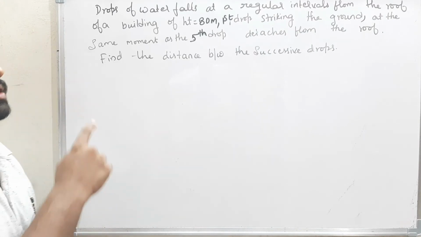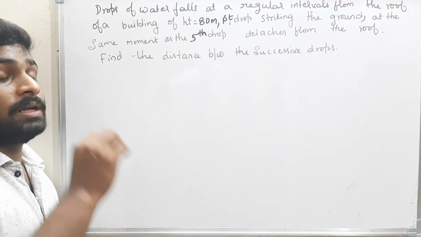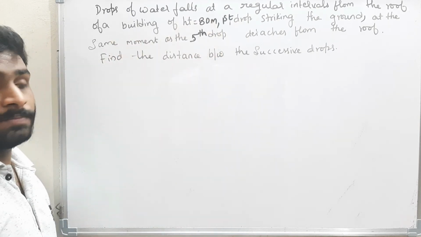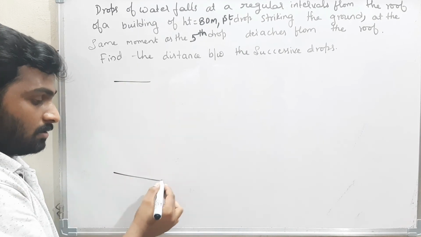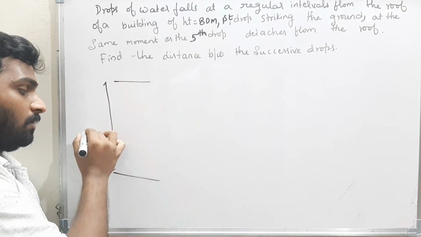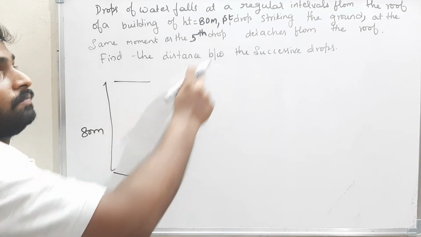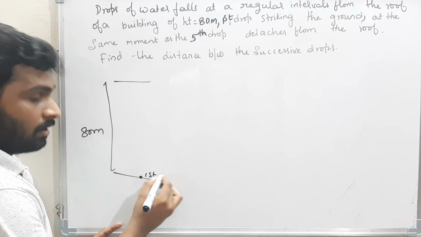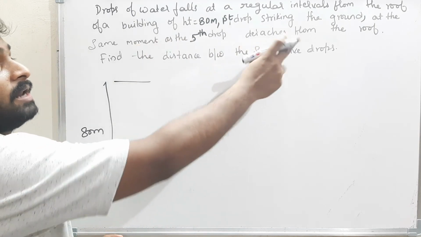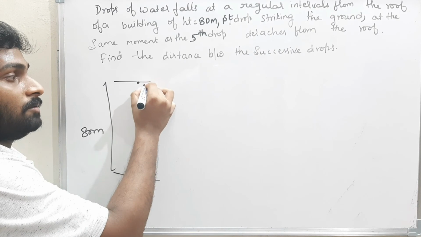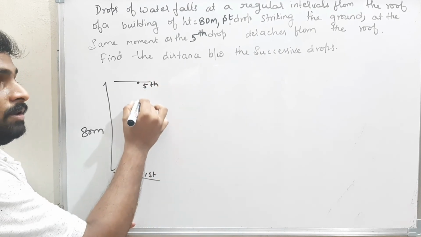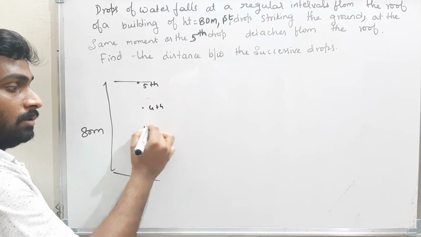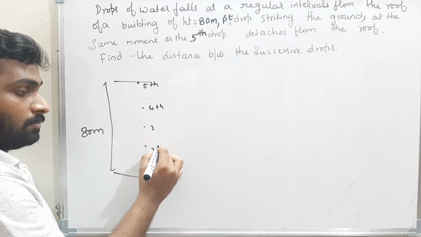Okay, see the question. Drops of water fall at a regular interval from the roof of a building of height 80 meters. That means this is the roof and this is the surface, and the height between the roof and the surface is 80 meters. When the first drop strikes the ground, that means when the first drop is here, the fifth drop is detaching from the roof. That means the fifth drop is here. Between them there will be the fourth, third, second drops.